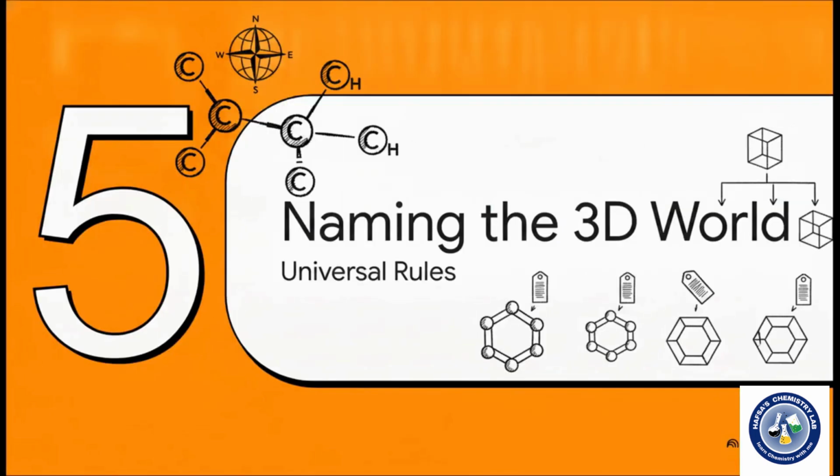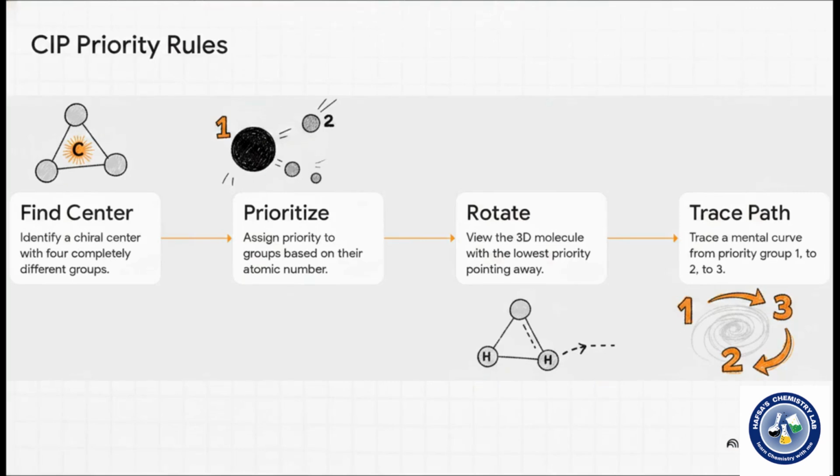Which brings us to Section 5, naming the 3D world, establishing the universal rules. Once we actually have these 3D architectures mapped out on paper, we desperately need a universal rulebook so we can name them. To do this, chemists use the brilliant logic of the CIP priority rules. It's basically a four-step process. First, you identify a chiral center. That's a carbon atom attached to four completely different groups. Second, you assign priority to those four groups based solely on their atomic number. The heavier the atom, the higher the priority.